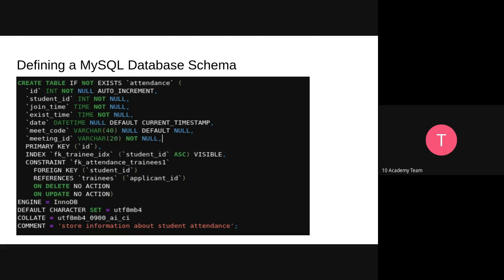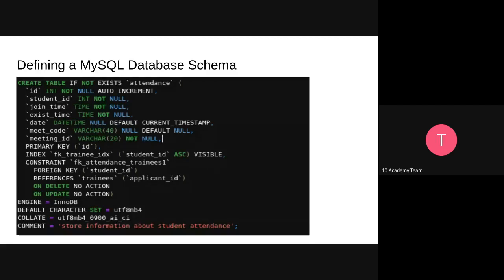One of the integrity constraints is that a primary key must not be null, it must always have a value. And then we have the index, which is FK training underscore IDX. What this is showing us is we have a foreign key that connects to the trainees table, and it is called student ID. I was explaining what foreign keys and primary keys are.